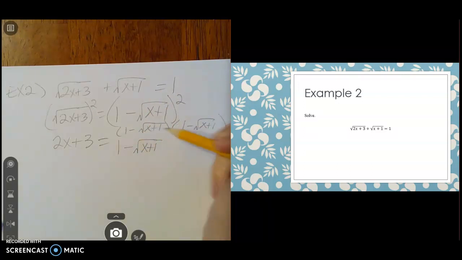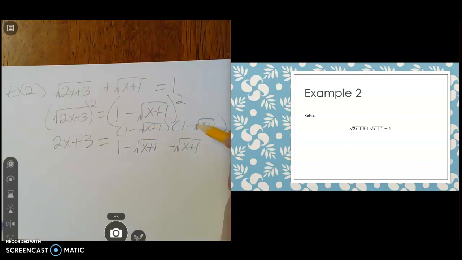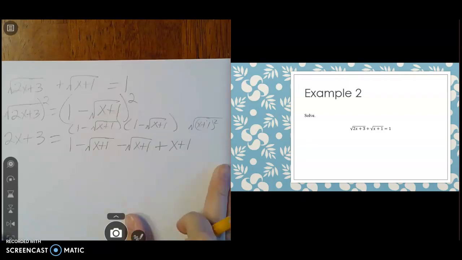Negative square root of x plus 1 times 1 is another negative square root of x plus 1. The negative square root of x plus 1 times another negative square root of x plus 1 is going to be a positive square root of x plus 1 squared, which is just going to be x plus 1. So just writing x plus 1 squared like that. That squaring and the square rooting will undo each other, okay? That's where this x plus 1 is coming from, okay?